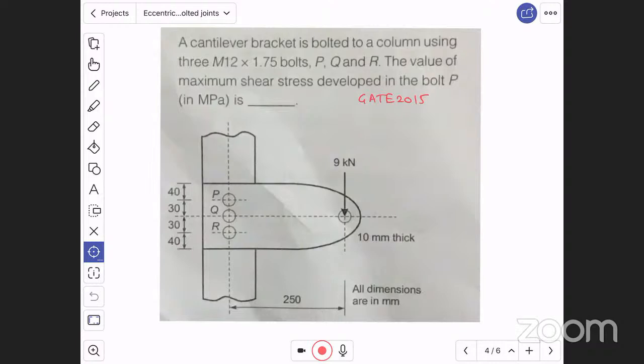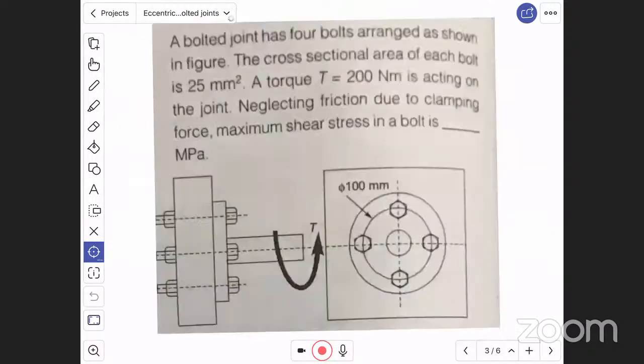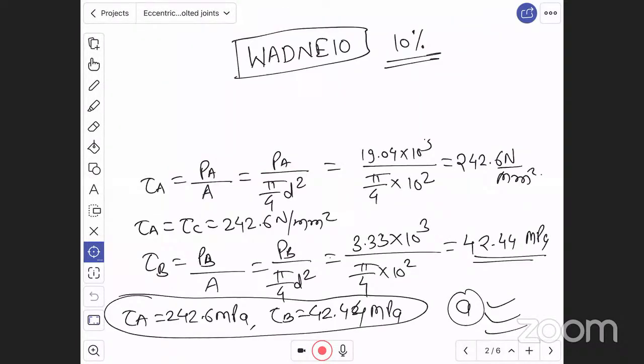Okay. Does anybody have a doubt? If anybody has a doubt, you can ask me. I am here live for 2 minutes, waiting for your doubts. If no doubt, then you can solve these two questions for homework.